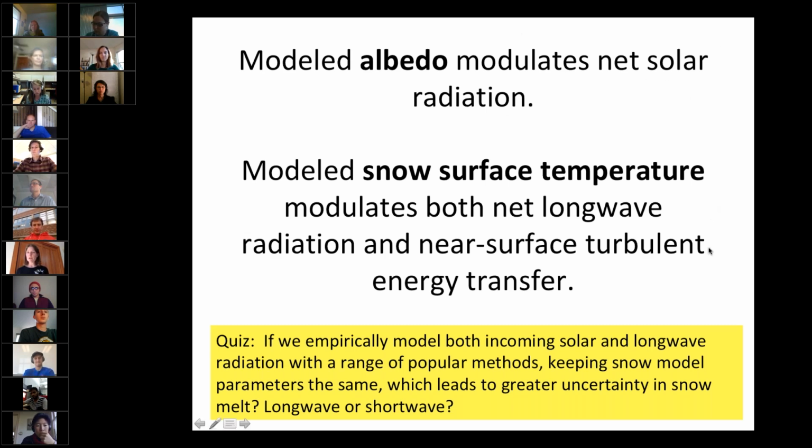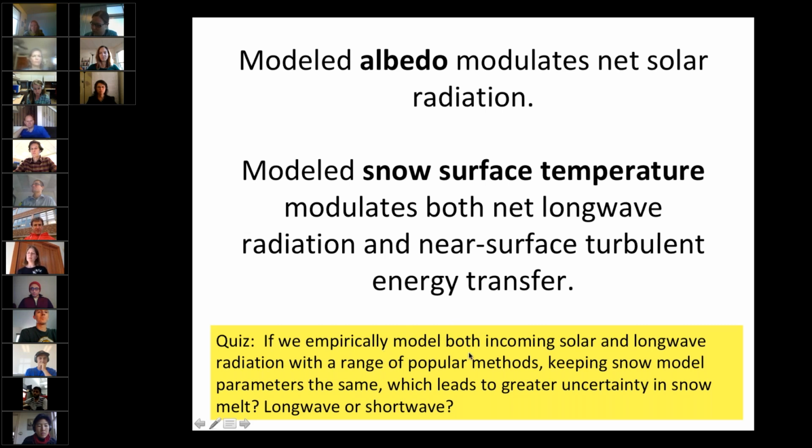And then the modeled snow surface temperature modulates both the net long wave radiation, how long wave radiation is lost from the snowpack to the atmosphere, and the near surface turbulent energy transfer. Okay, so you're playing with your homework that's due this week, and you're empirically modeling long wave radiation.